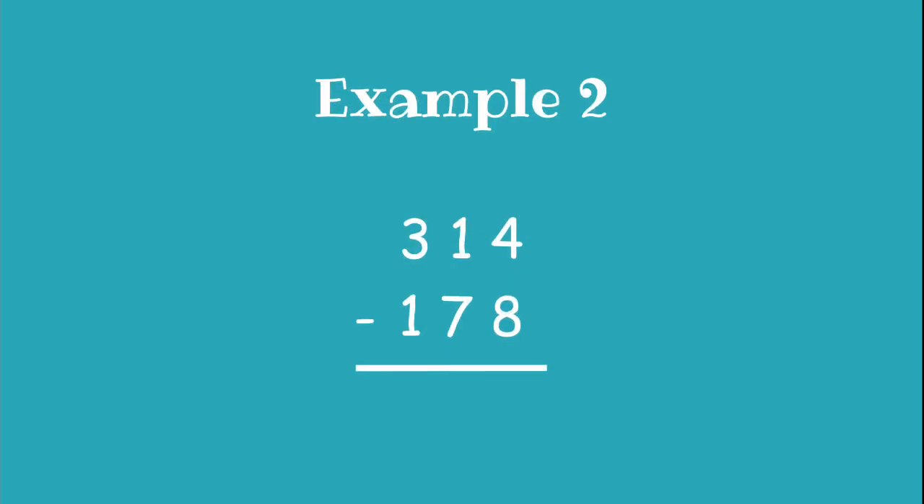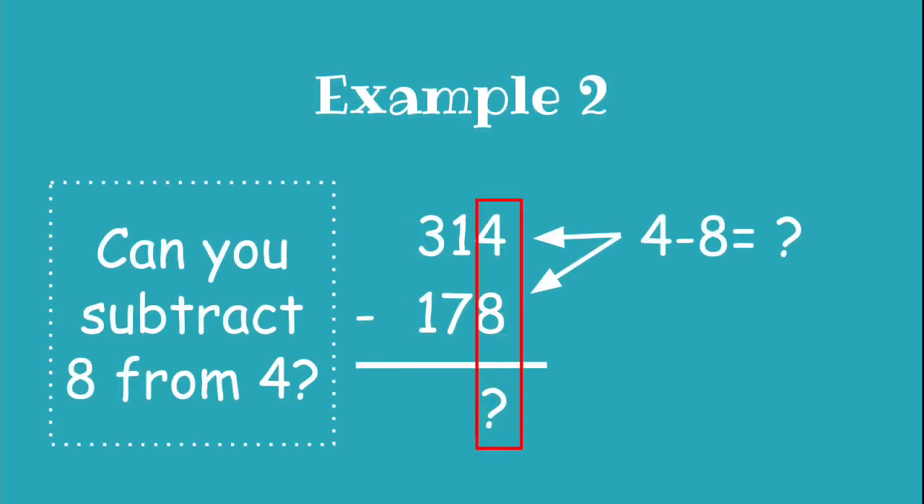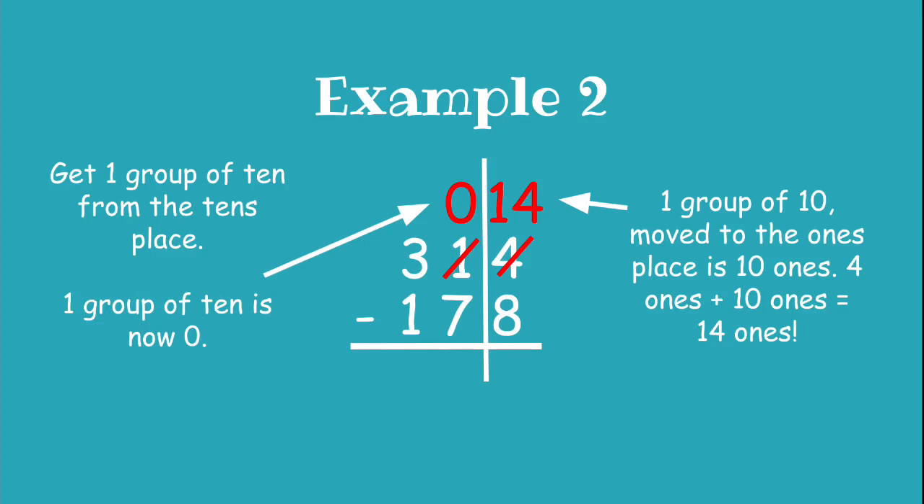Let's quickly look at another example. 314 minus 178. Start in the ones place. 4 minus 8. Uh-oh, there's more on the floor. Let's go next door and get 10 more. There's one group of 10 in the tens place. So we need to move that to the ones place.